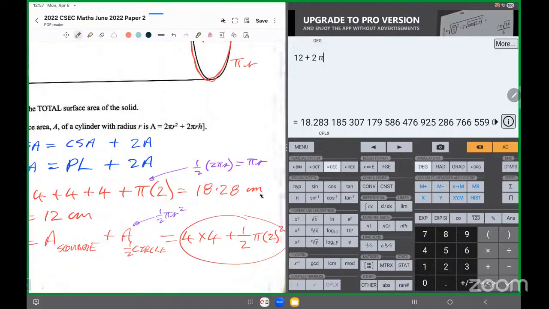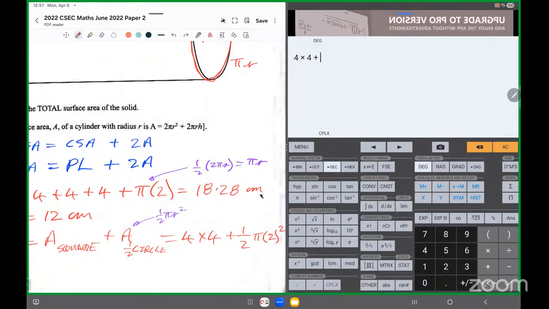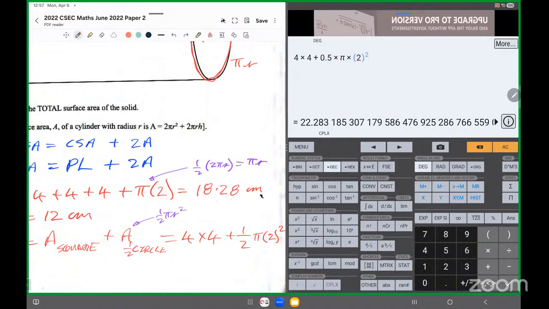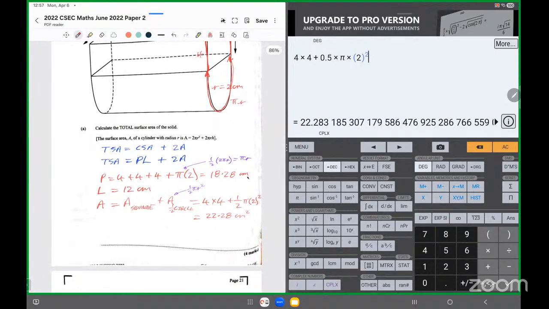So we're doing this calculation now. It becomes 4 times 4 plus half, which is 0.5, times pi times 2 squared. That's 22.28. So this area is 22.28 centimeters squared, the end area.